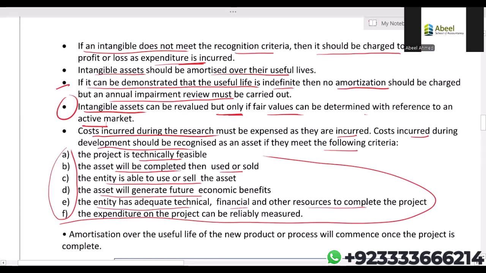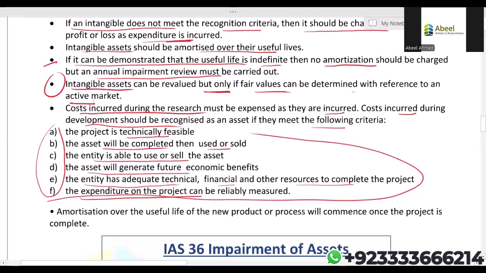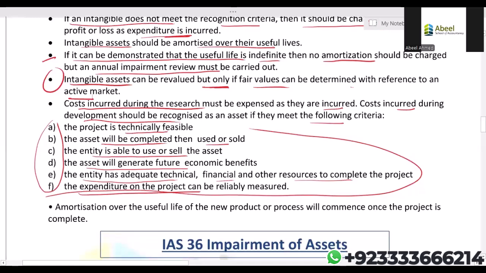So simply as we were saying, you have completion of the project technically feasible, financially feasible, and other resources to complete the project. The expenditure on the project can be reliably measured. Amortization over the useful life of the new product or process will commence once the project is complete.